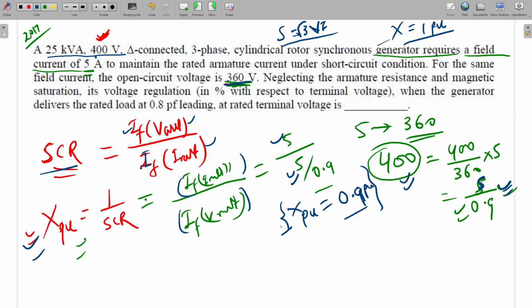So if we calculate the per unit reactance... Sir, can you please repeat it? It is not understood. Okay.